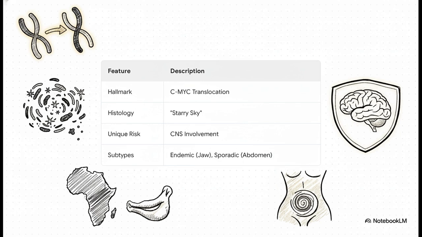Clinically, you always have to worry about it spreading to the central nervous system. And finally, there are two distinct types: the endemic form, seen in Africa, which often involves the jaw and is almost always linked to the Epstein-Barr virus, and the sporadic form we see elsewhere, which usually starts in the abdomen.